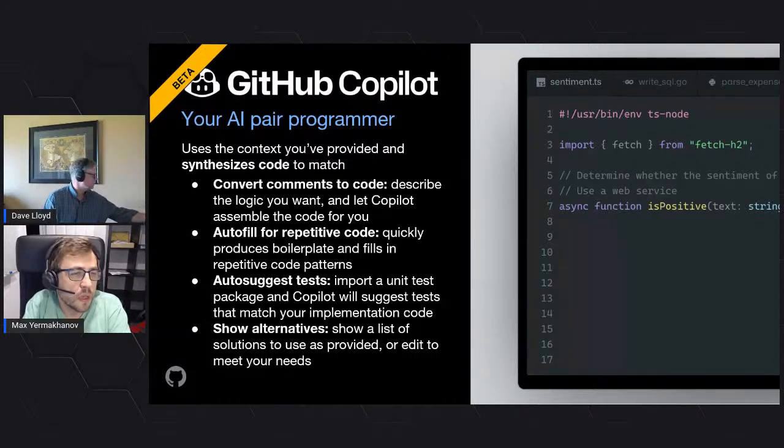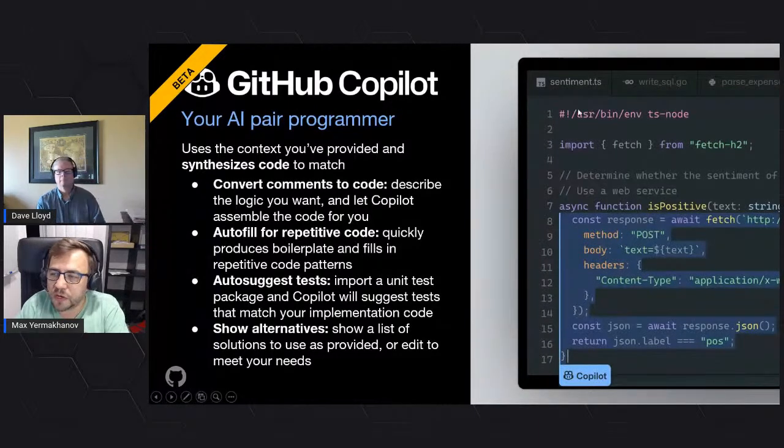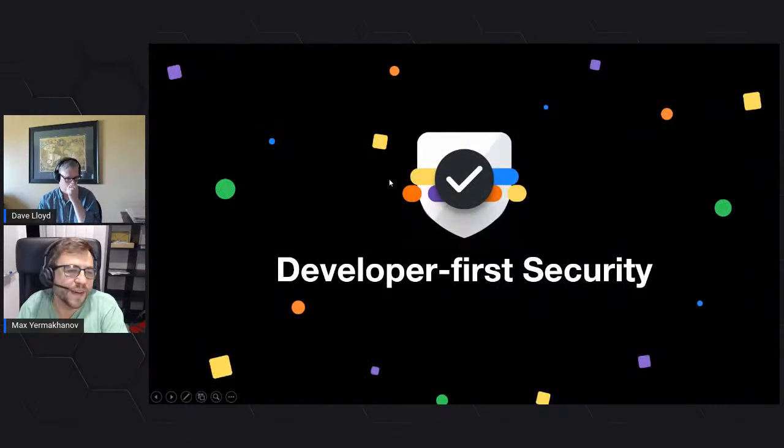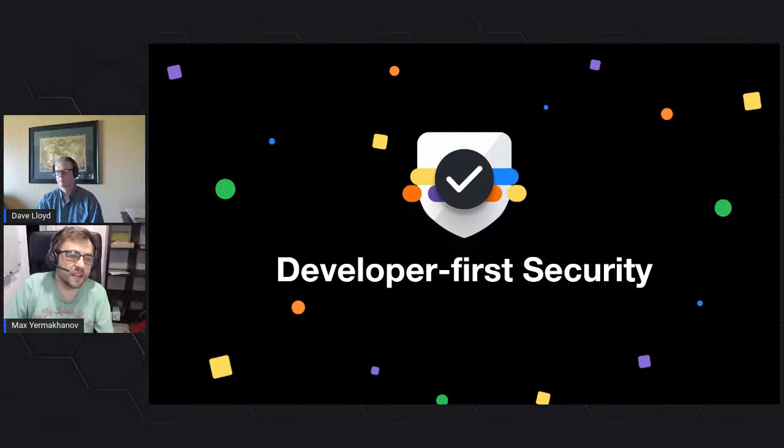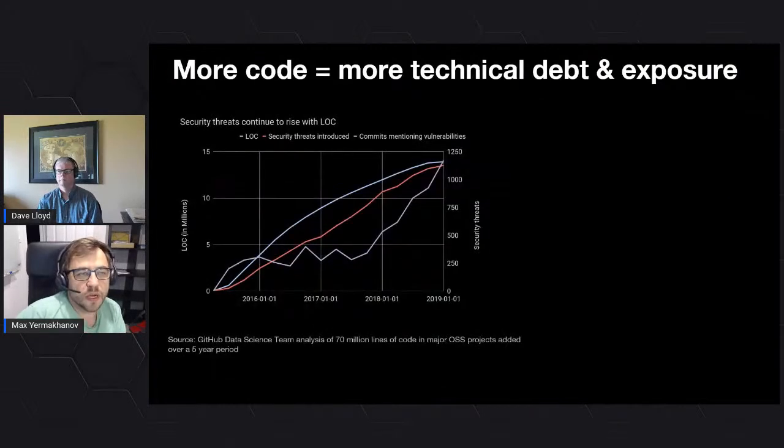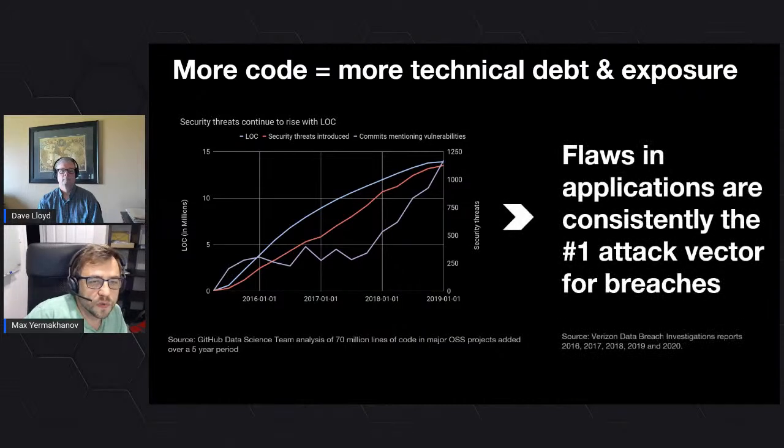Cool. Let's talk a bit about security. We're going to talk a lot about security. In GitHub, security is a first class citizen. It is there from the beginning till the end. The more code you write, the more technical debt you're potentially collecting, the more exposure you have. And the more applications you have, the more potential breaches you will have. So you want to minimize that.